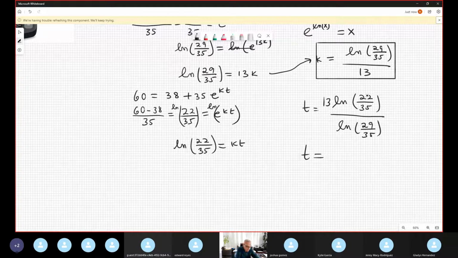What's the answer? Remember, approximate to the whole number.